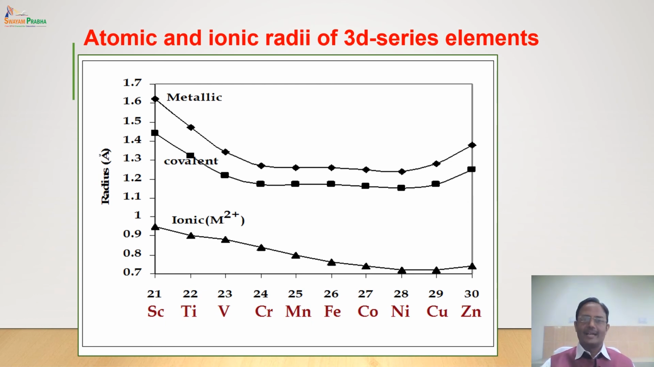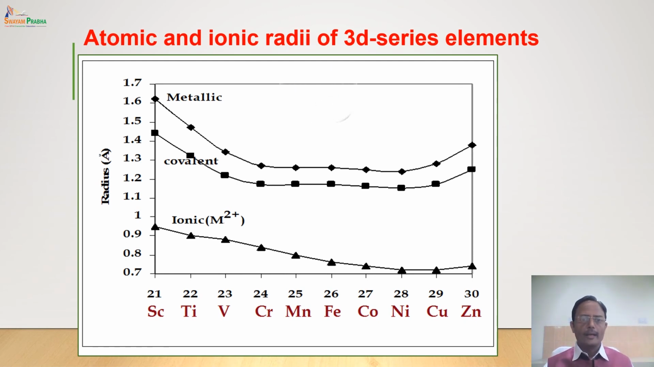Now what is a metallic radius? Metallic radius is defined as half of the internuclear distance in the adjacent atoms in a metal. Consider that this is a metal. The adjacent atoms in the metallic state are compact and they are very close to each other. Now if you take the internuclear distance and half of that, it will be called the metallic radius.